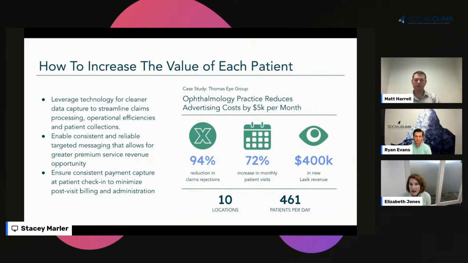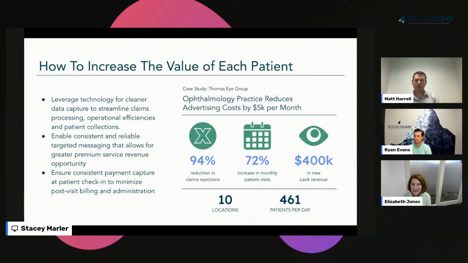We have a client, Thomas I, who leveraged those targeted questions and realized over $400,000 in new LASIK revenue. It's huge. And lastly, there's an opportunity to leverage technology for consistent payment collection.